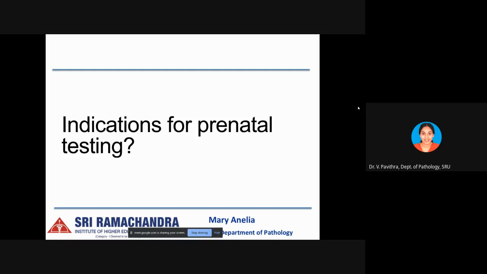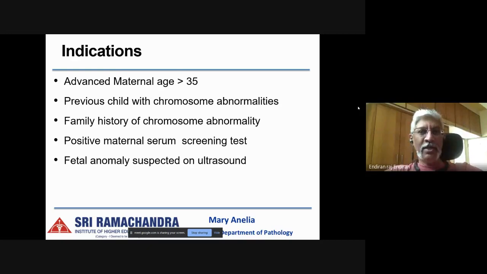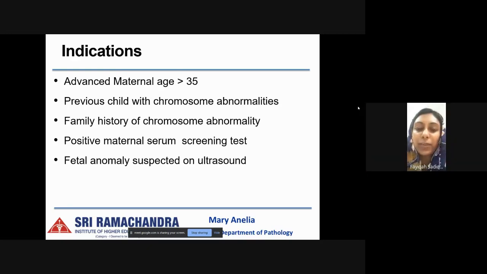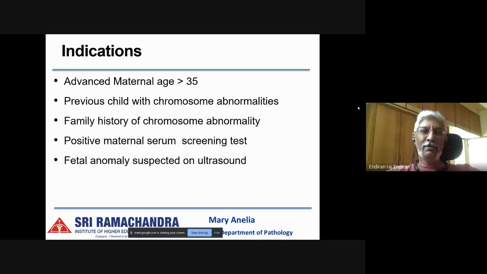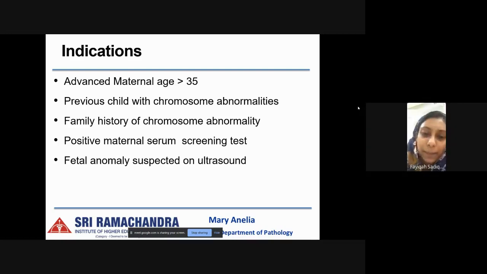Faika, what are the indications for prenatal testing? Ma'am, age of the mother. And if there is a previous child with abnormalities, or family history. And if the mother is a carrier, then we can do prenatal testing. Then we have the family history, ma'am. What is the age? 35, sir. Super.